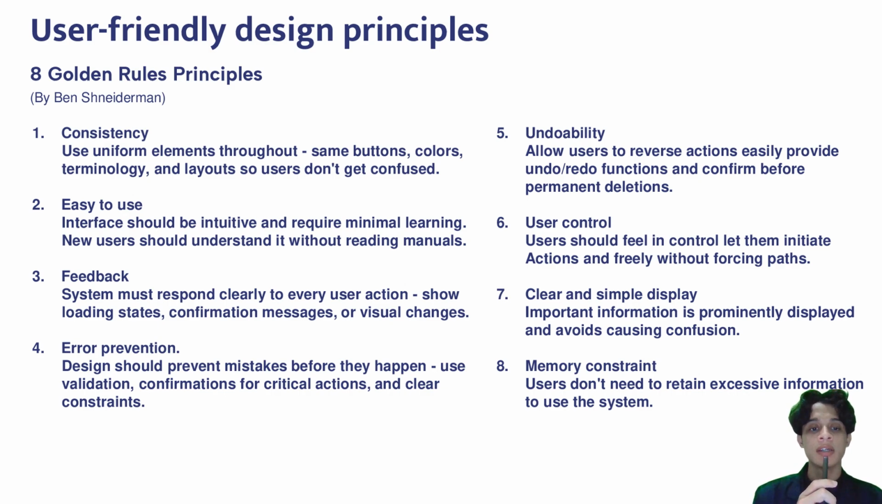Fifth, undoability. Users should be able to reverse actions easily using undo or redo functions and confirm before any permanent deletion. 6. User control. Users should feel in control of the system. They should be able to initiate actions freely without being forced into fixed paths. 7. Clear and simple display. Important information should be displayed clearly and prominently, avoiding confusion. Lastly, memory constraint. Users shouldn't need to remember too much information to use the system efficiently. The design should minimize cognitive load.